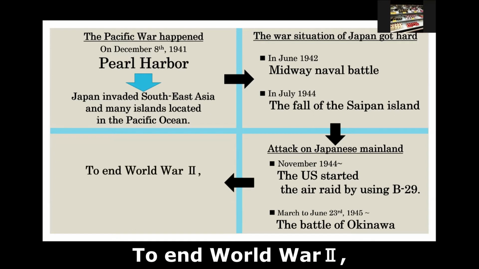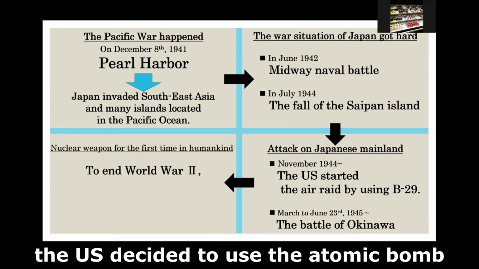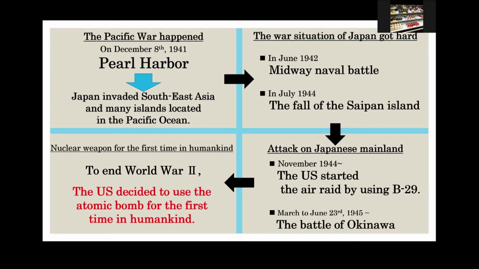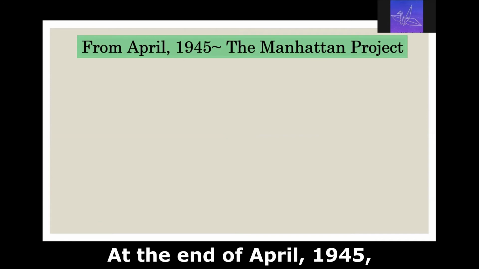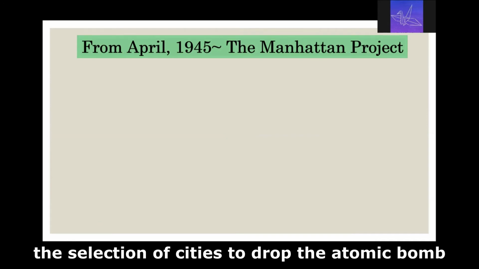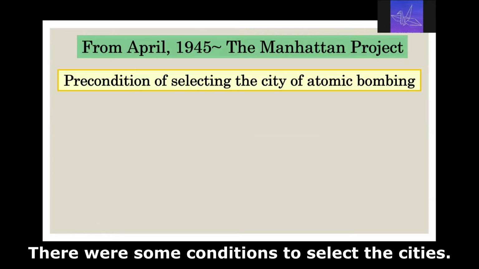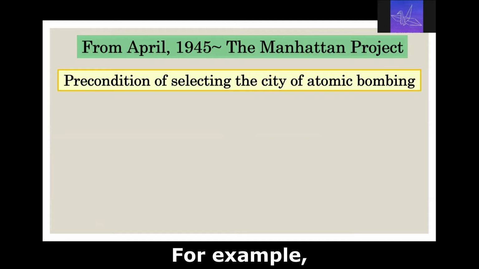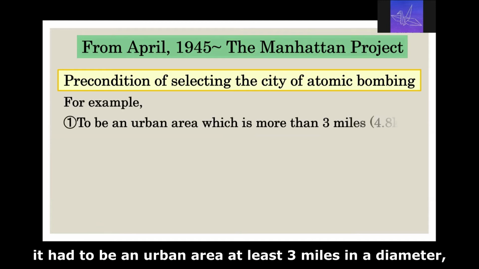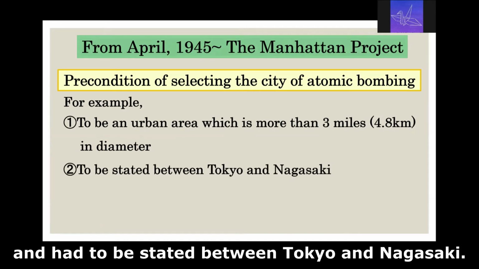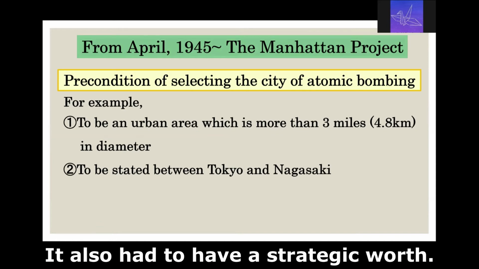To end World War II, the US decided to use the atomic bomb for the first time in humankind. At the end of April 1945, the selection of cities to drop the atomic bomb started at the Manhattan Project. There were some conditions to select the city. For example, it had to be an urban area at least 3 miles in diameter and had to be situated between Tokyo and Nagasaki. It also had to have strategic worth.